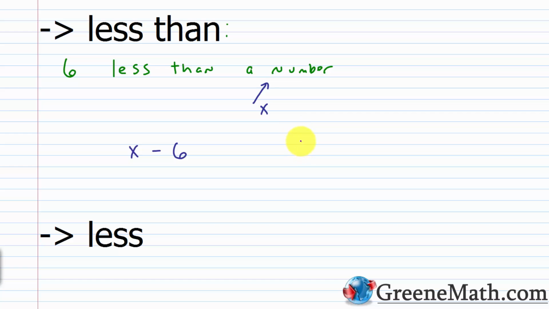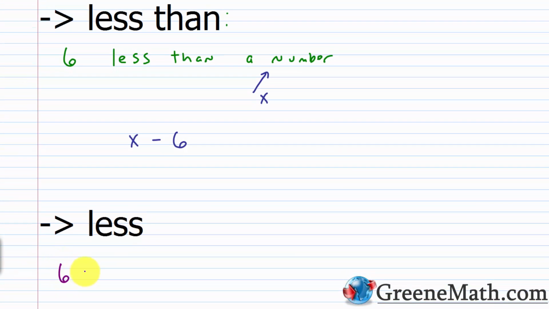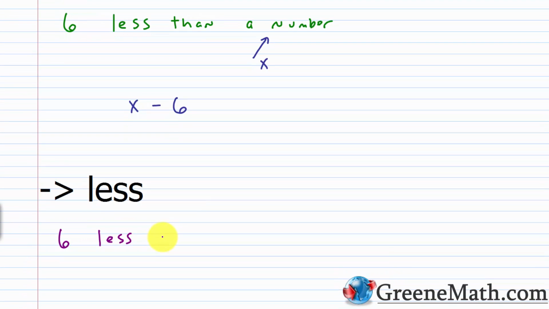If I have 1 minus 2, that's not equal to 2 minus 1, right? I can't just flip the order there. It's not like addition, whereas if I have 1 plus 2, that's the same as 2 plus 1. Okay, again, subtraction is not commutative. Now, on this one where we have less, I can show you. Let's say I had 6 less a number.